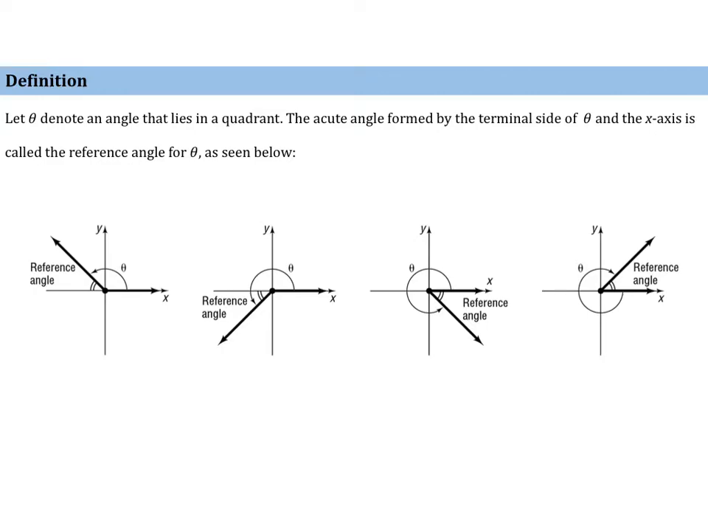So in this first angle that lands in the second quadrant, this acute angle is our reference angle. In the third quadrant, again, to our x-axis, we have this acute angle. Fourth quadrant, this is our acute angle that is our reference angle. And even if we go beyond a revolution, or we go clockwise instead of counterclockwise, it's always the acute angle between 0 and 90 degrees, or 0 and pi over 2, that is our reference angle.